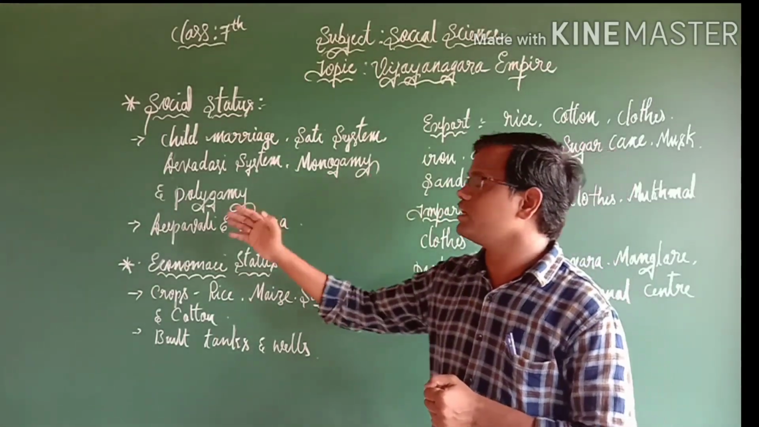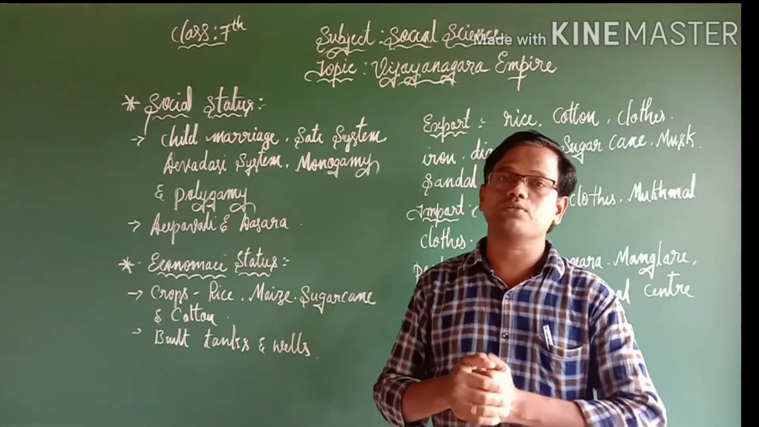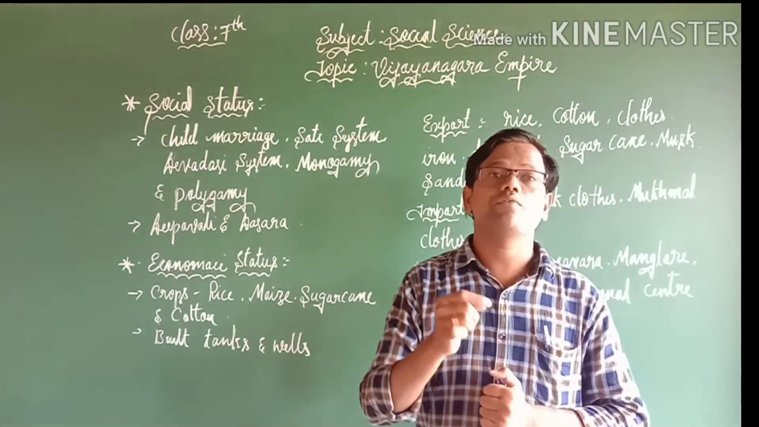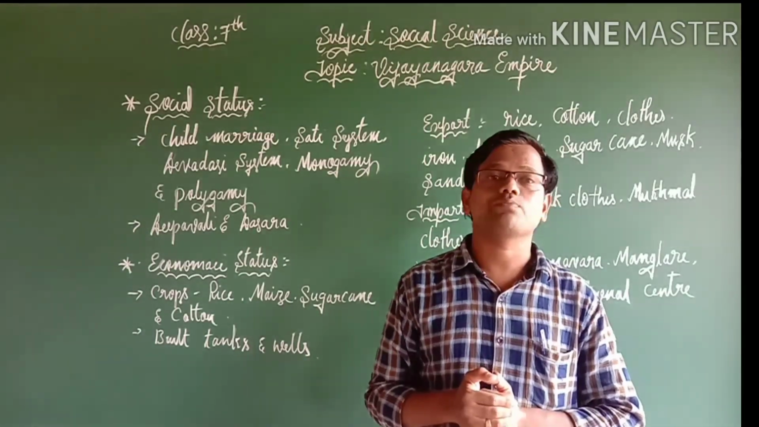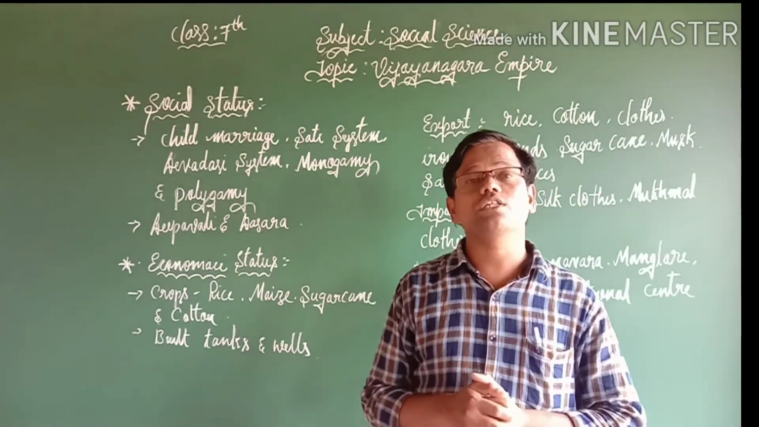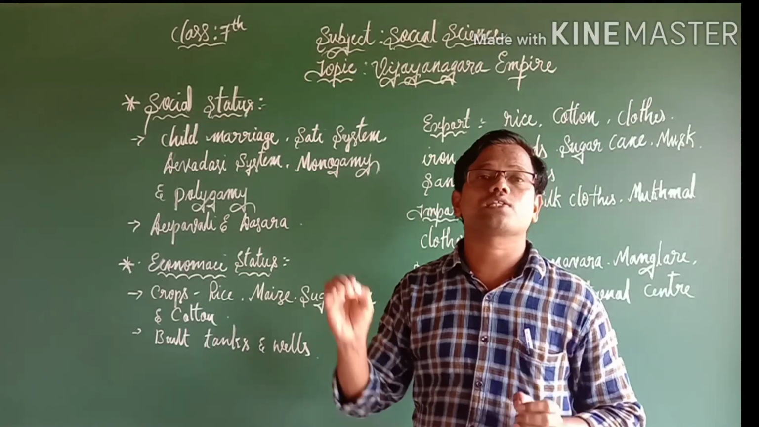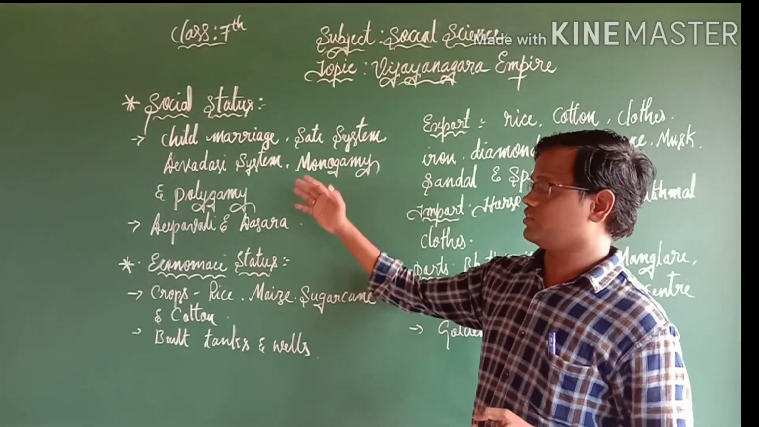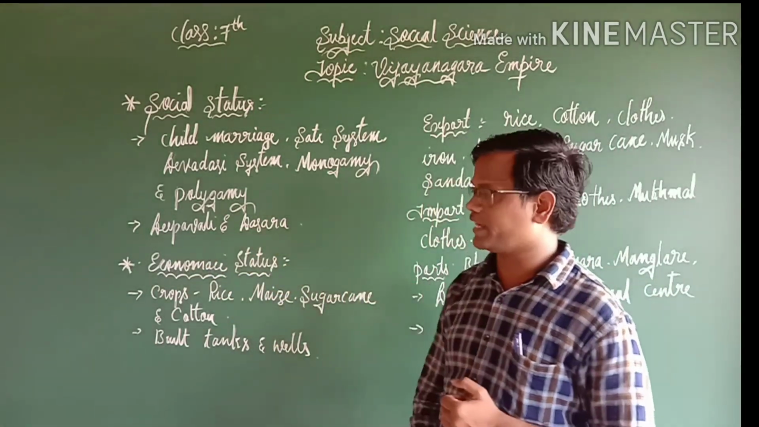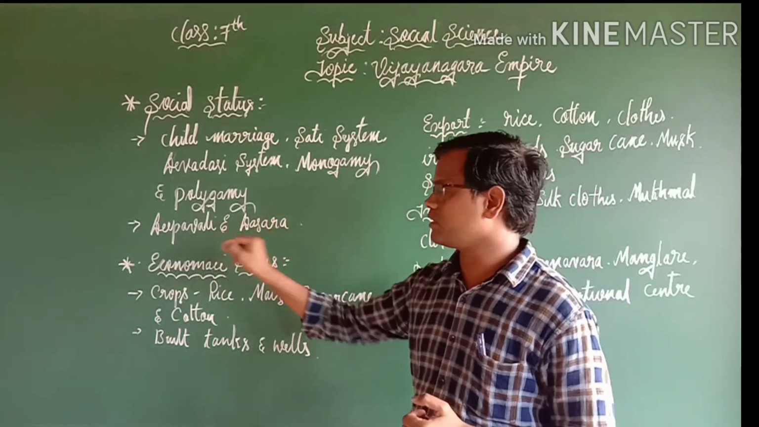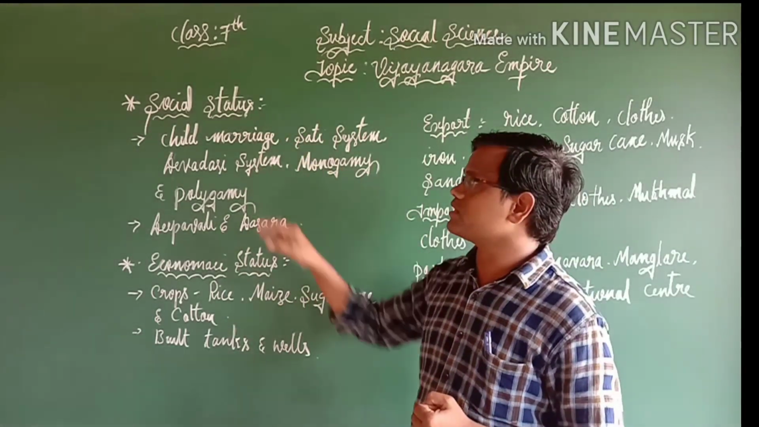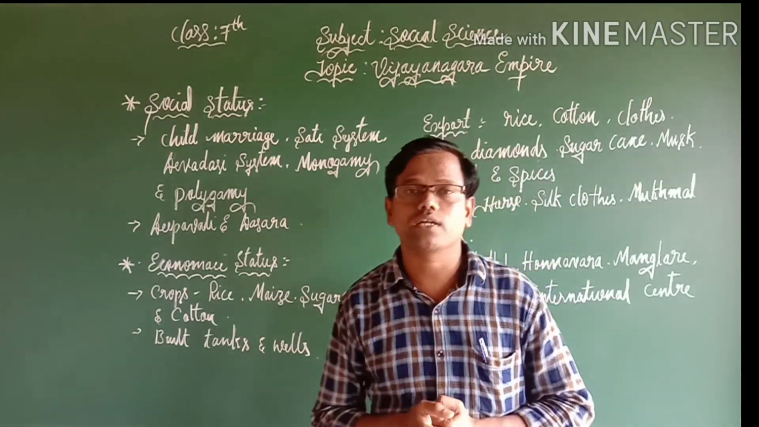And monogamy and polygamy. These two social evils were practiced only by the kings and rich people. Polygamy means having more than one wife or husband at the same time. That system you can call polygamy. And also during the period of the Vijayanagara Empire, women were respected by society, and they celebrated two important festivals. The first one Deepavali and the second one Dasara. These were the two important festivals celebrated by the Vijayanagara people. So this was the status of the social system of the Vijayanagara Empire.